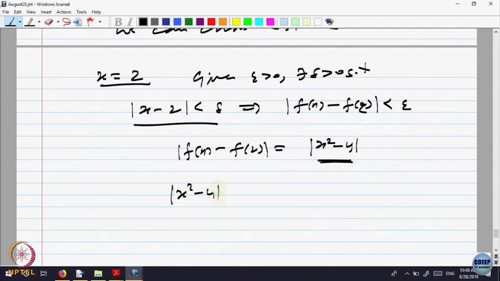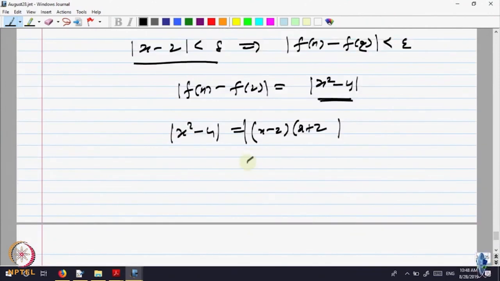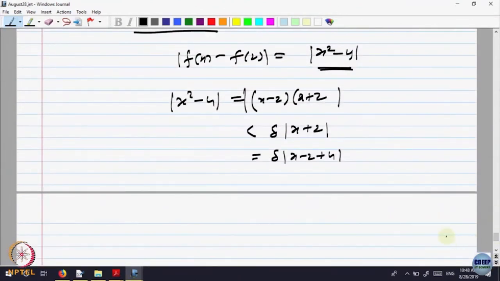So, what we do is, x square minus 4, I can write it as |x minus 2| into |x plus 2|. Then whatever my delta is going to be, this is going to be less than delta into |x plus 2|. Now x is still hanging around, and I do not want that. There are many ways one can proceed; you can write x plus 2 as (x minus 2) plus 4, because I want everything in terms of x minus 2. So this is less than or equal to delta into (|x minus 2| plus 4), which is less than delta into (delta plus 4).